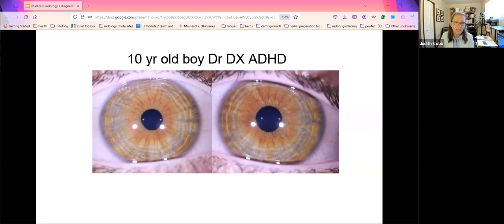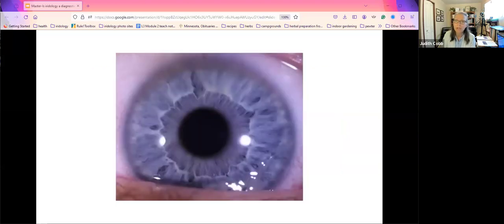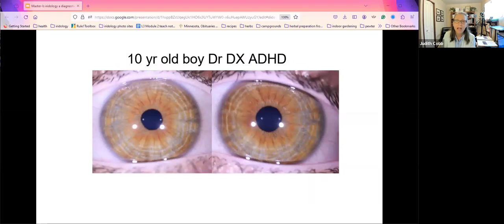Let's start with doing a case study. We're going to look at about five cases today, and we're going to talk about the differences between assessing and diagnosing. These are the eyes of a 10-year-old boy who had a diagnosis from the doctor of ADHD. I've worked with a lot of children who have that diagnosis, and so it's not an uncommon one.